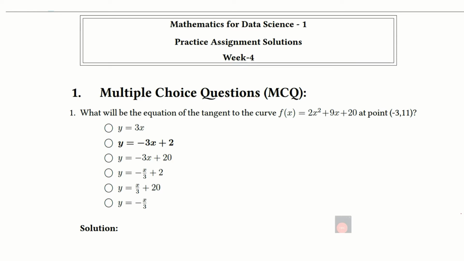Hello everyone. Today let us discuss practice assignment solutions of week 4. Let us start with multiple choice questions.